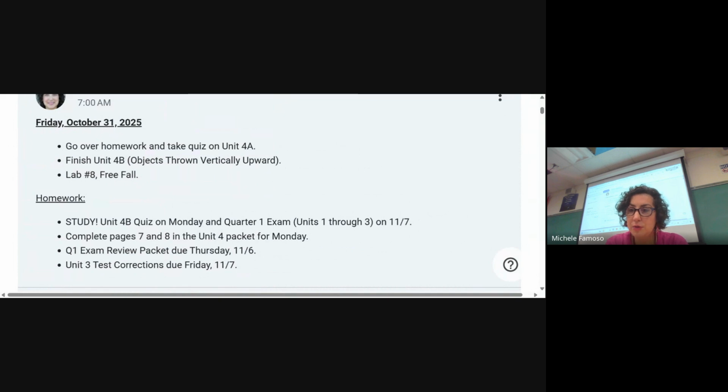When you complete the quiz, you can put your Chromebook away. Just keep out your other physics materials because we're going to work on finishing up those practice questions for objects thrown vertically upward.